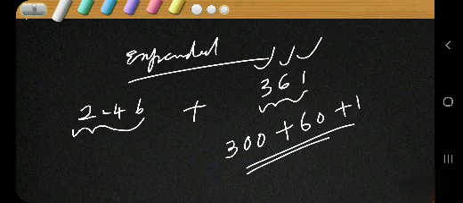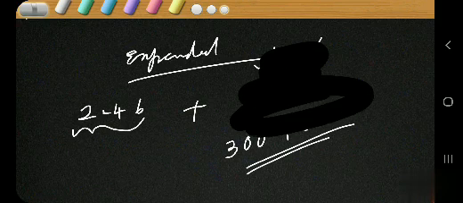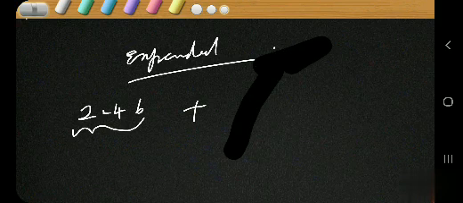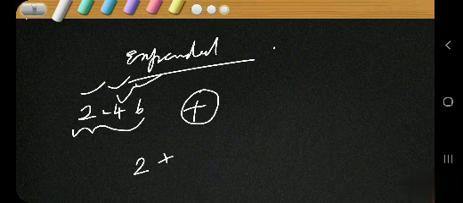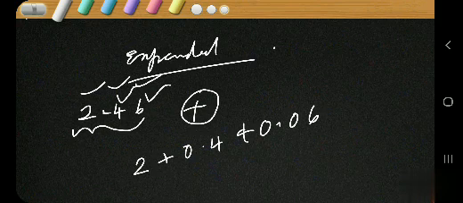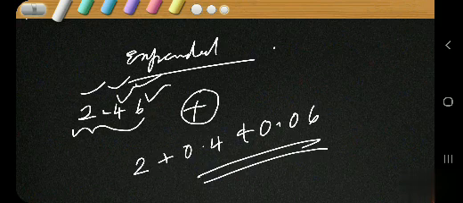Similarly, for finding out the expanded form of a decimal number, what we have to do? We have to find out the place values of each of the digits, and they have to be separated by plus sign. That means the place value of 2 is the whole number 2 itself, plus the place value of the first decimal digit 4, which is 0.4, plus the place value of 6, which is 0.06. This is the expanded form. That's all. Okay. Write down. So, very easy, isn't it?